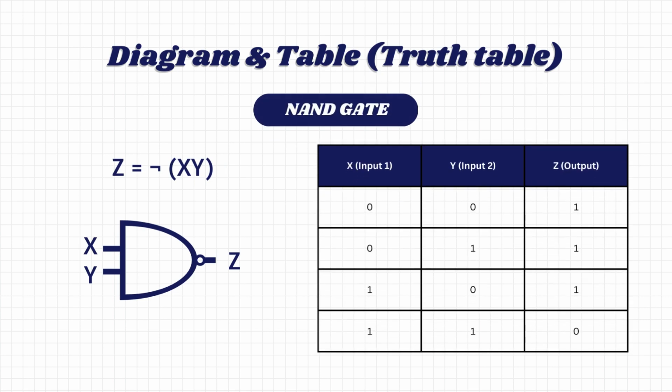Last but not least, a NAND gate. A NAND gate combines a NOT gate and an AND gate. It accepts two or more input signals and only generates a low, or 0, output signal when all input signals are high, or 1. A NAND gate with two inputs x and y has the Boolean equation negation of x times y.